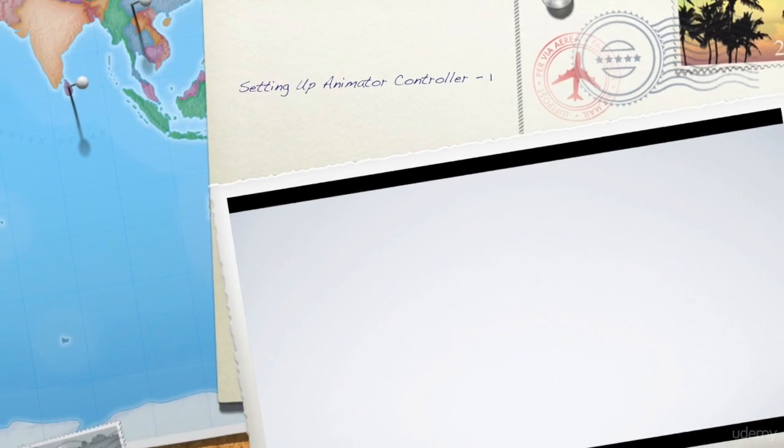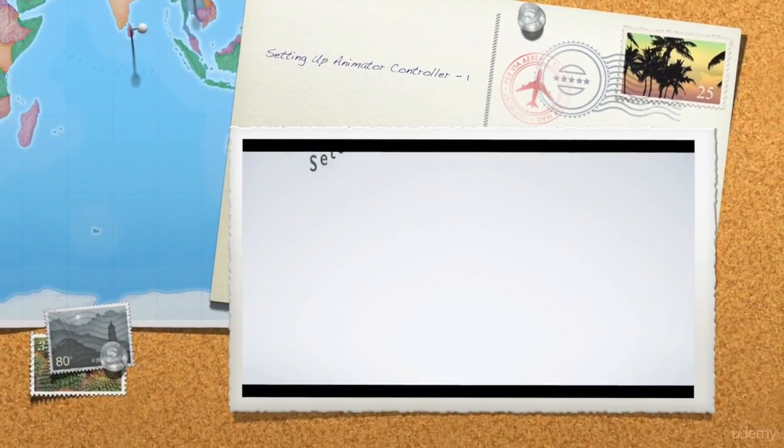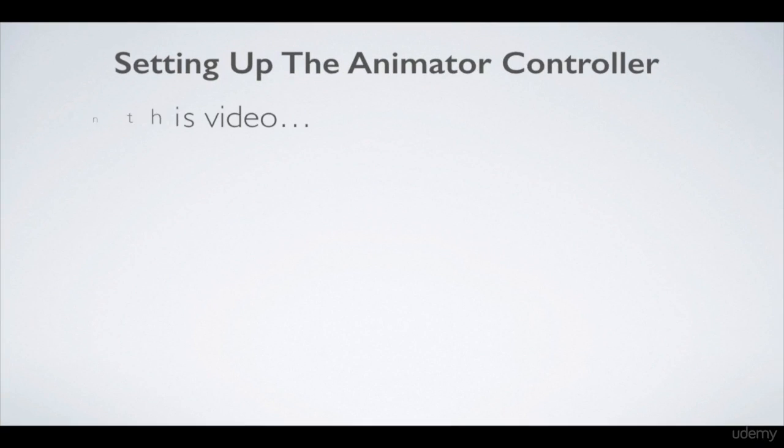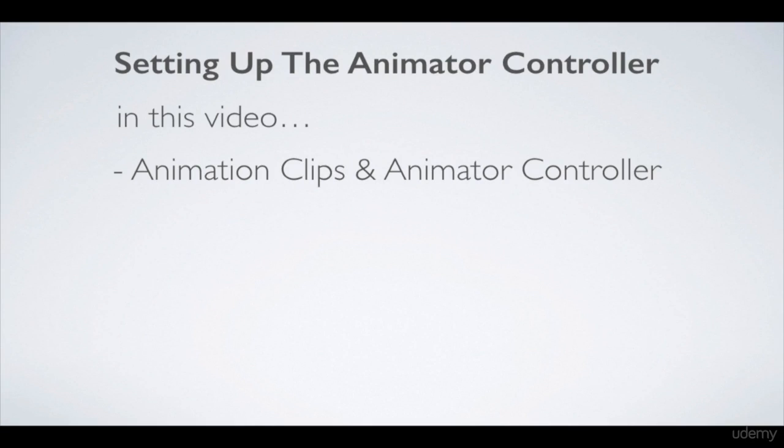Well, now that you've created a couple of animations, I'm going to show you how to set up the animator controller. And why do you need to set up the animator controller? Well, in the previous video, the animations you created are called, technically, animation clips. Now, in video games, you need to keep changing between these animations, right? So who is going to change this?